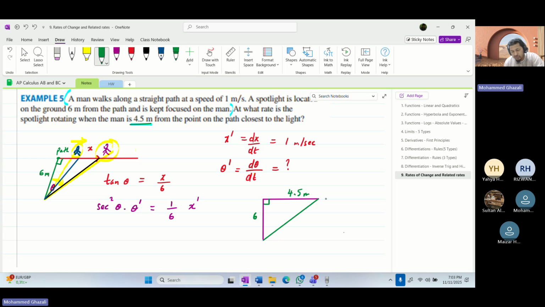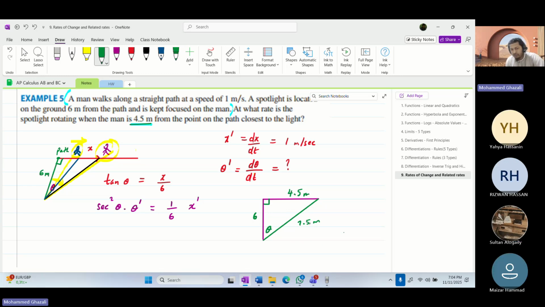And what's the hypotenuse? You can use Pythagoras to find the hypotenuse now. Can someone please find it? Square root of 6 squared plus 4.5 squared. You can give me the answer in decimal points or whatever. 7.5. You can use 7.5. Now, what is sec squared theta? From this diagram, remember theta is here. Sec is hypotenuse over adjacent. So 7.5 over 6, squared. That is sec squared theta.